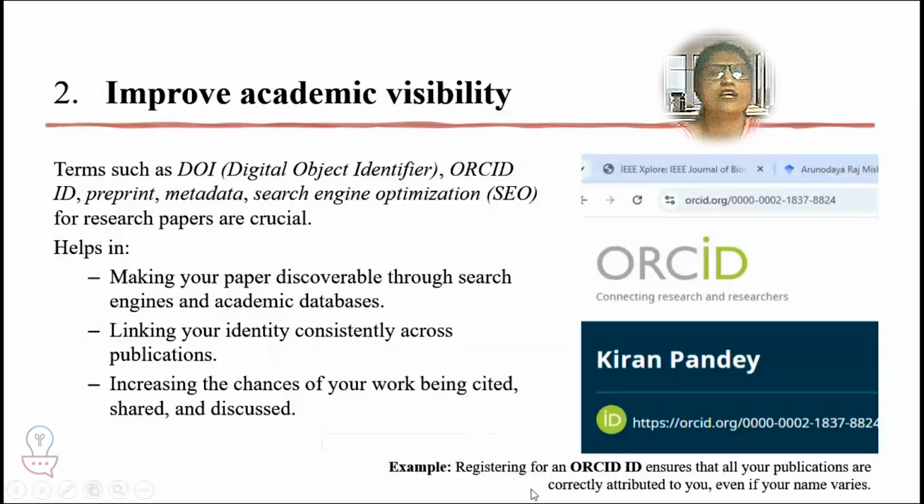It also helps in improving your academic visibility. Terms like digital object identifier, ORCID ID, and preprint will help you in making your paper discoverable through search engines and academic databases. It will link your identity consistently across publications even if your name changes in some of the publications. It also increases the chances of your work being cited, shared, and discussed. For example, if you register for an ORCID ID, then it ensures that all your publications are correctly attributed to you, even if your name varies.